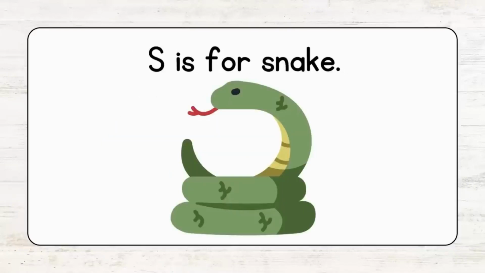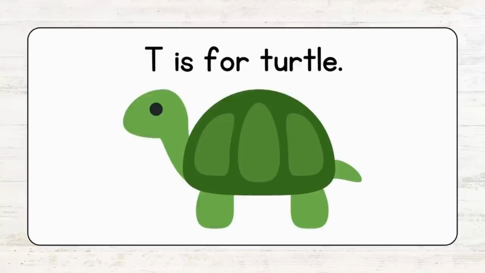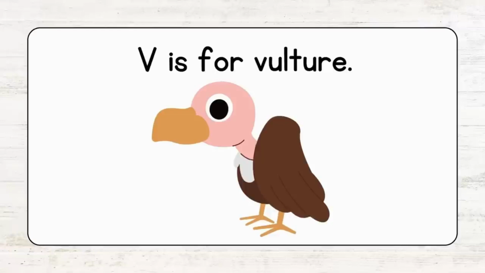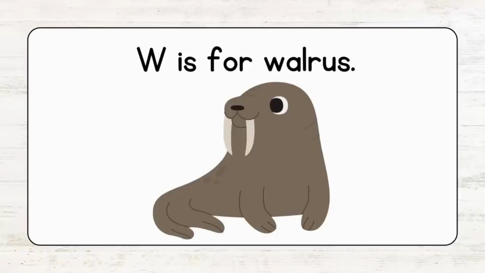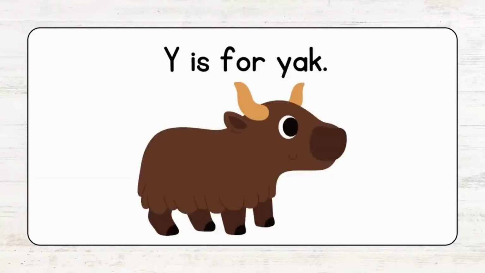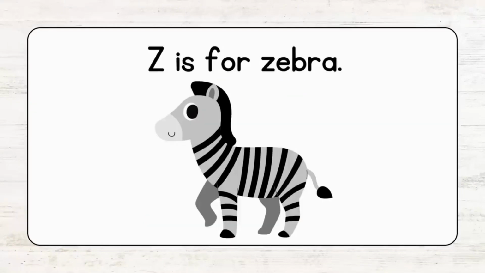S is for snake. S, can you say S? T is for turtle. T, can you say T? U is for unicorn. U, can you say U? V is for vulture. V. Can you say V? W is for walrus. W. Can you say W? X is for fox. X. Can you say X? Y is for yak. Y. Can you say Y? Z is for zebra. Z. Can you say Z?